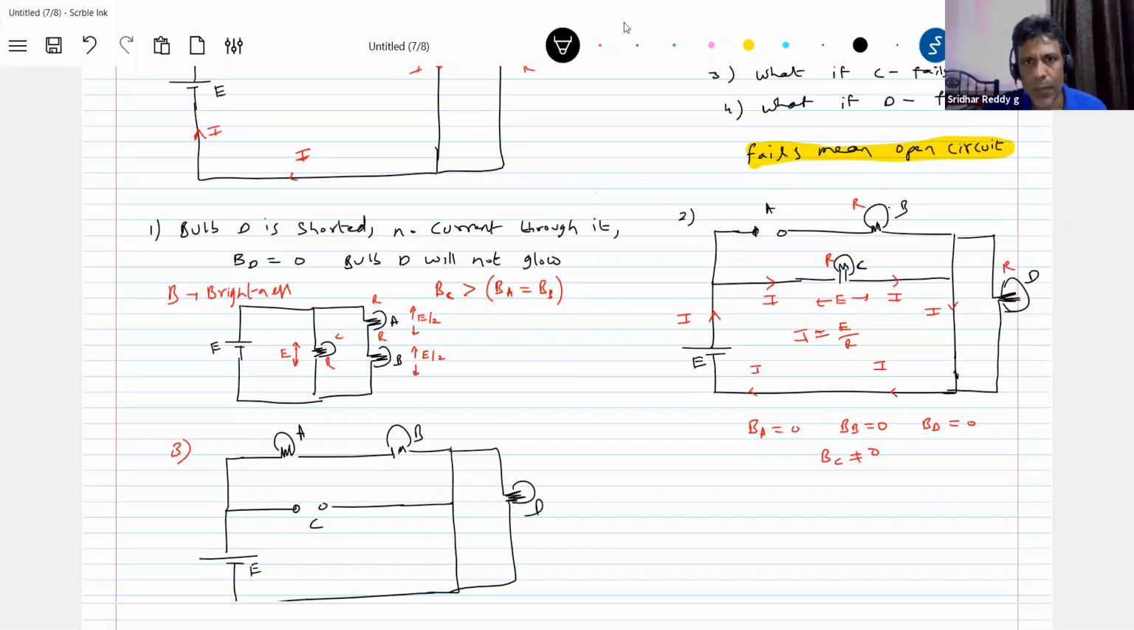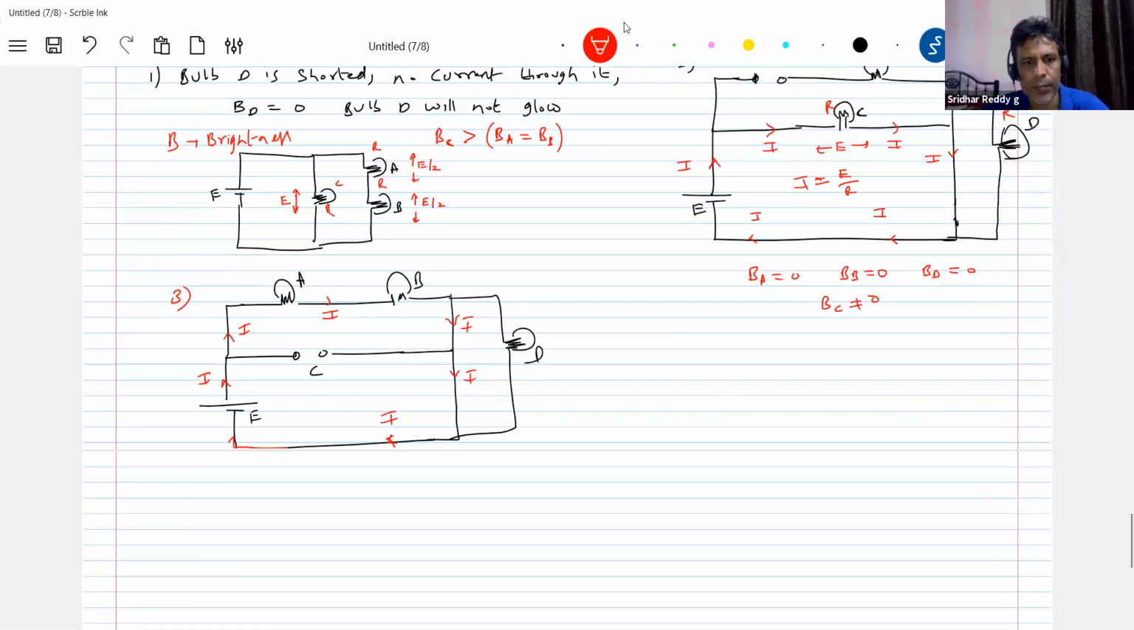So what is the path of current? The path of current I, this will be I. The current will take a path like this. There's an open circuit, so no current flows in the open circuited branch. And this is shorted. So what will happen to the brightness of bulb A and B? They'll be equal. Here let me conclude: brightness of A and B will be equal.